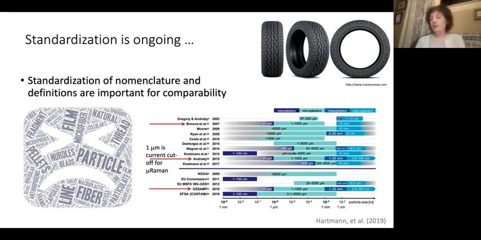So 1 micron, like I was saying earlier, is the current cutoff for micro Raman spectroscopy. And so if you have a particle that is smaller than 1 micron, you're not going to be able to identify it with any currently available instrumentation, at least if it's something coming from the environment that you don't already know is in your sample. But there are methods being designed as we speak to be able to detect these smaller particles.